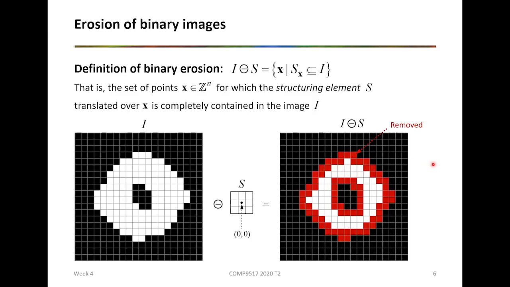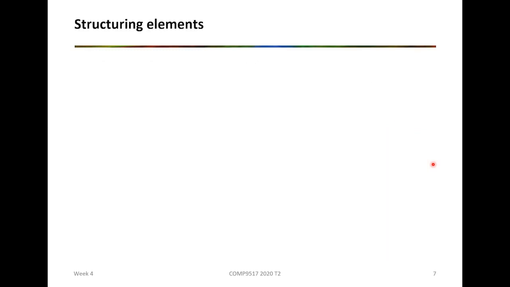You're removing pixels. With these two basic operations, dilation and erosion, we can do a lot of very powerful image processing. We can combine these operators to obtain specific results, and I'm going to give you many examples of that. But first, let's talk a little bit more about these structuring elements.